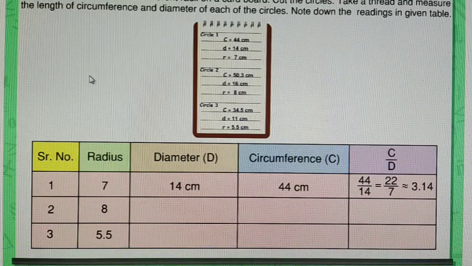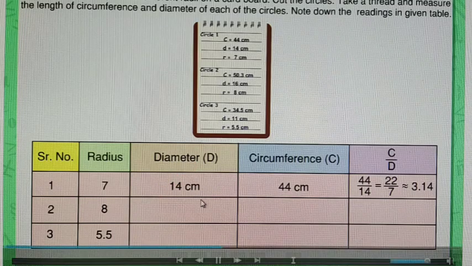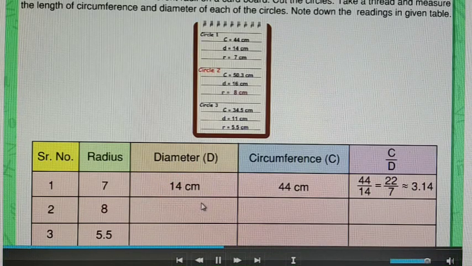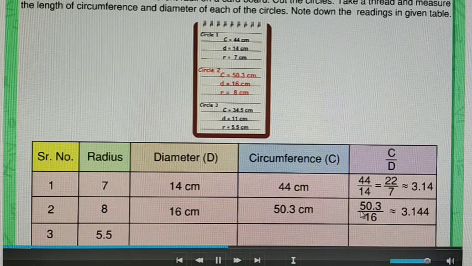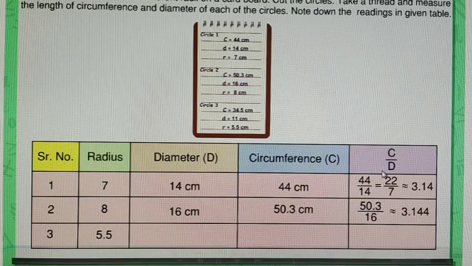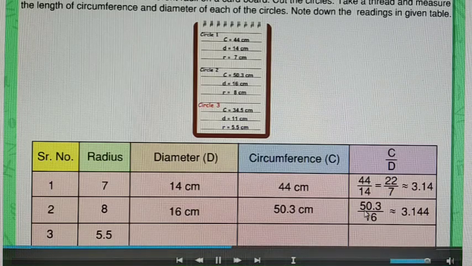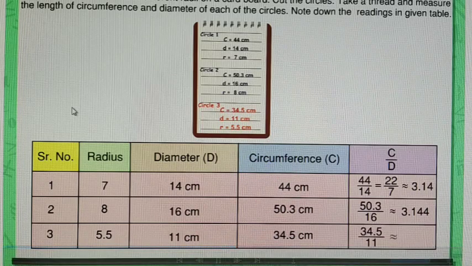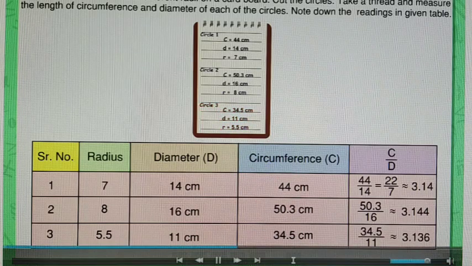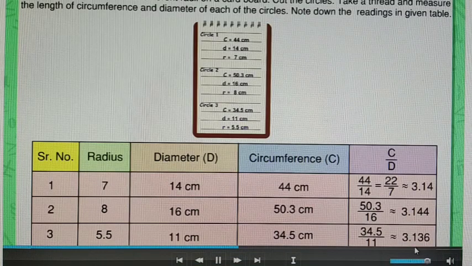Let's take second. Radius is 8. Your diameter is 16 centimeter. The circumference is 50.3 centimeter. Now by taking the ratio of circumference and diameter, we get 50.3 upon 16, which is approximately equals to 3.114. Similarly, you can solve the third one. We'll find that the answer is approximately equal to 3.136, which is again equal to 3.14 only.